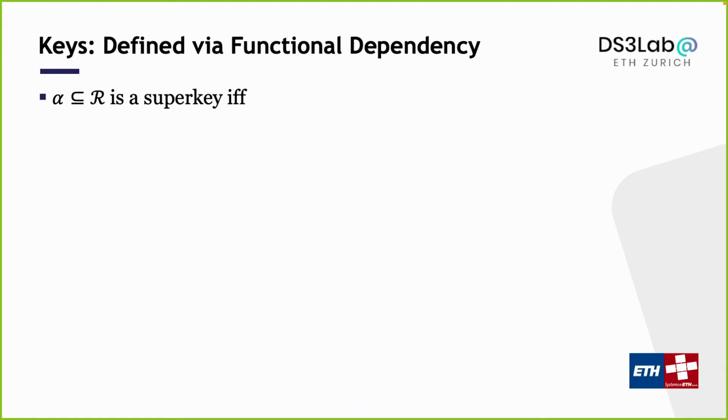So we can define what is a superkey in this relation. A superkey is a superset of a key, okay? So assuming you have alpha, which is a subset of attributes in the schema, it is a superkey, or superset of keys, if and only if there is a functional dependency from alpha to the full set of attributes, okay? Here we write R to mean all the columns in R.